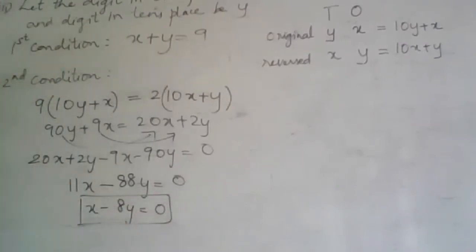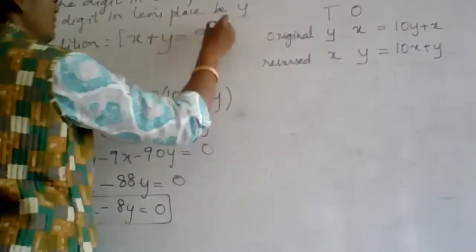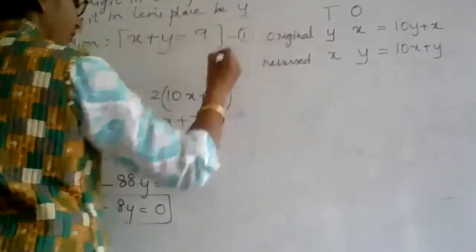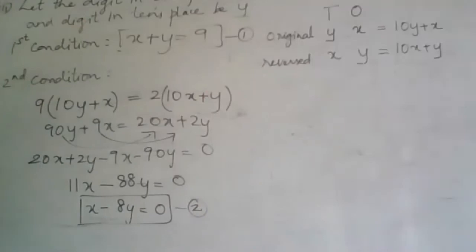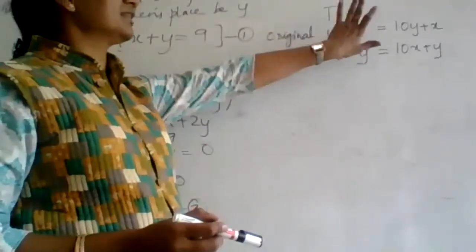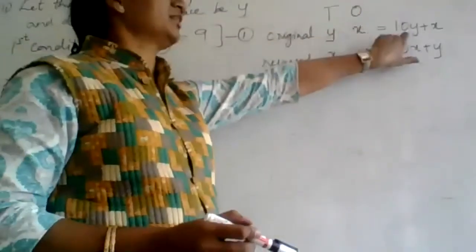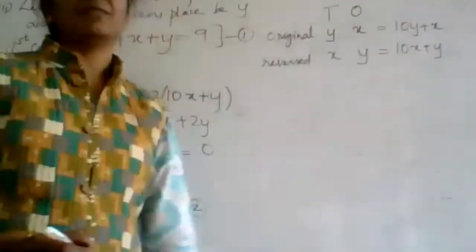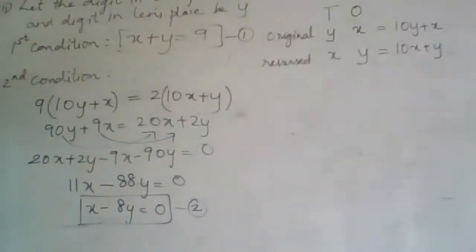So this will be your second equation and this is the first equation. So two equations you have got. Then you will solve this to get the values of x and y. Then substituting the values in the ones place and the tens place, find out what is the original number and the reversed number. Alright, so that completes this problem here.